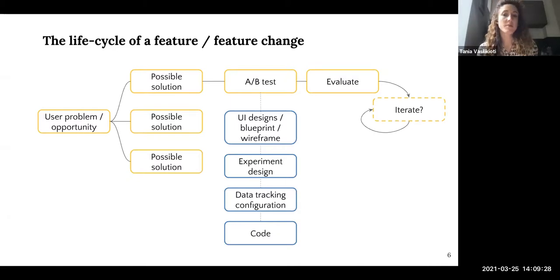And after some iterations, perhaps we say that, oh, yes, this solution that we experimented with was good, and it did tackle the original problem that we set out to solve, so it's good. Or otherwise, maybe we don't ever see, after multiple iterations, any effect. So we say, okay, this possible solution did not really solve the problem that we tried to address. So we move on to another possible solution. So this is kind of, in an ideal world, the life cycle of A/B testing.